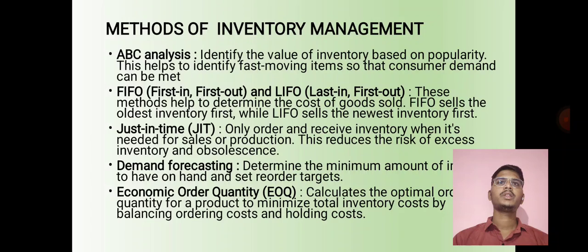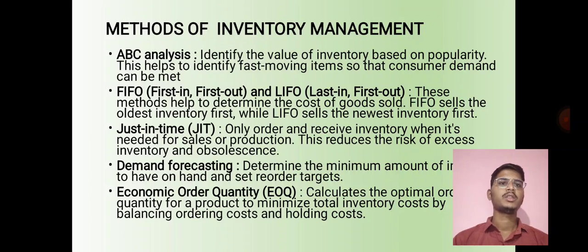The FIFO method is used in the organization in the production cycle. First in, first out. These methods help to determine the cost of goods sold. FIFO sells the oldest inventory first, while LIFO sells the newest inventory first.